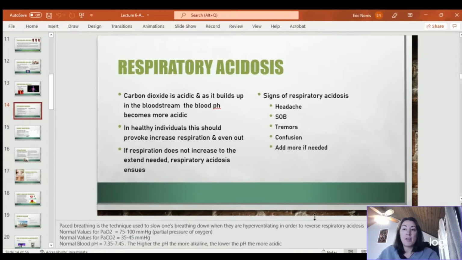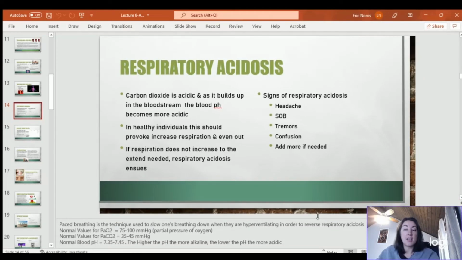So normal values for oxygen and carbon dioxide partial pressure is for oxygen 75 to 100 millimeters of mercury, for carbon dioxide 35 to 45. And then normal blood pH, I do want you to write this down because there's a lot of board questions on the blood pH, what does it mean as far as acidosis versus alkalosis. So 7.35 to 7.45 is your normal blood pH.